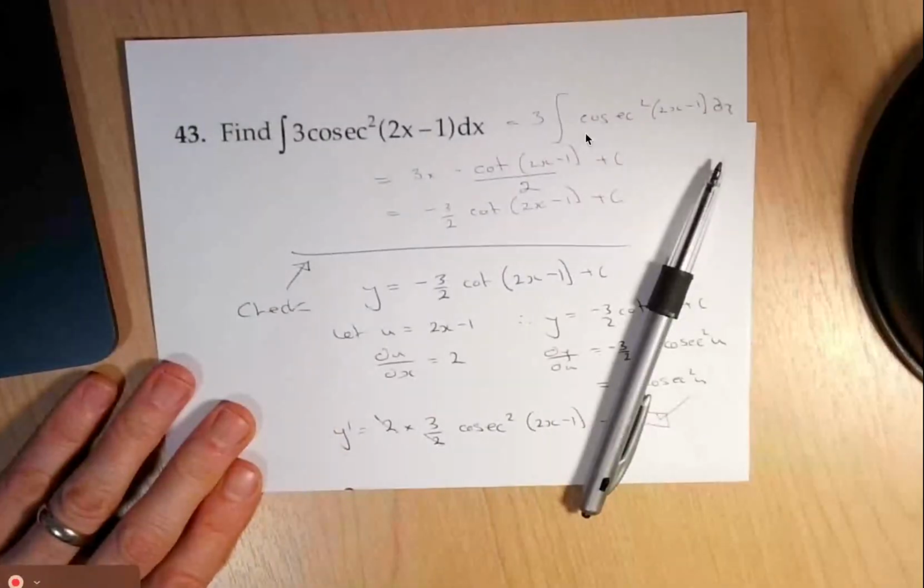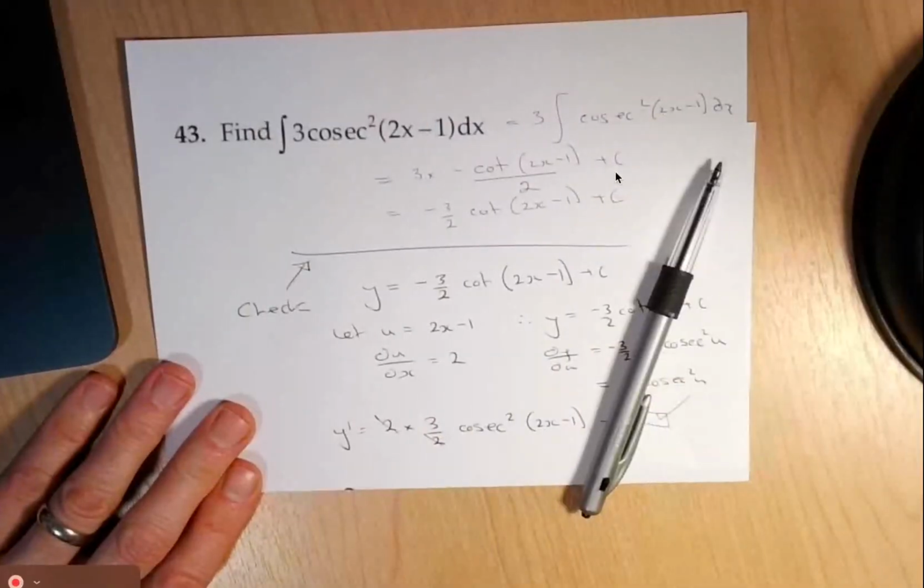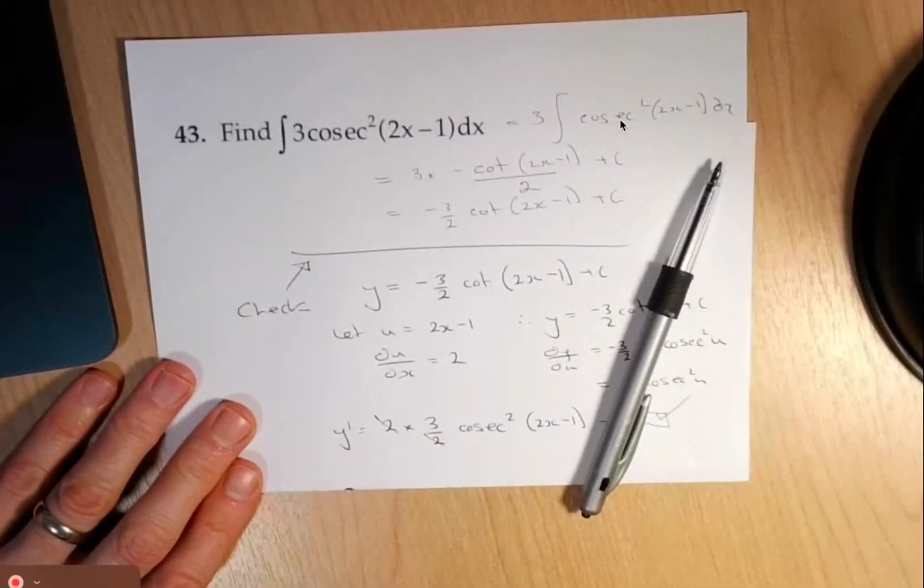But this actually is positive cosec squared. Here it was negative cosec squared. So in essence, what you've got to do is just bring the minus sign over here. You could write under here negative cot x equals positive cosec squared x. So that's the challenge. That's the hard bit right there.